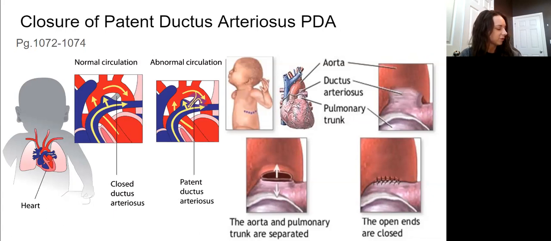PDA, patent ductus arteriosus, can coexist with other abnormalities. So it's telling you this so you know when you do this surgery, you probably won't only be doing this surgery. You'll be doing multiple of these cases together. So this is very specialized surgery, so you'd be on a specific team if you're doing this. So not just the heart team, the pediatric heart team. So very specialized, and you will get trained on these things.